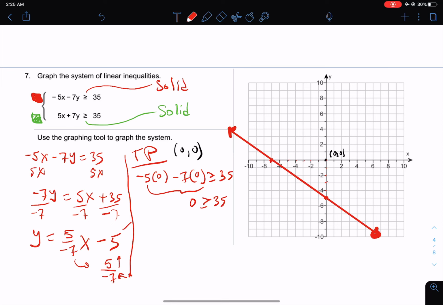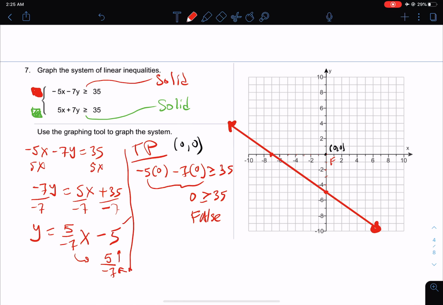Is 0 greater than or equal to 35? That is false. Because that is false, we used 0, 0 and it was false. That means you shade the opposite side. And I always say don't go crazy yet, because we're really looking for the double shaded region. So that's about as much as I want to do.